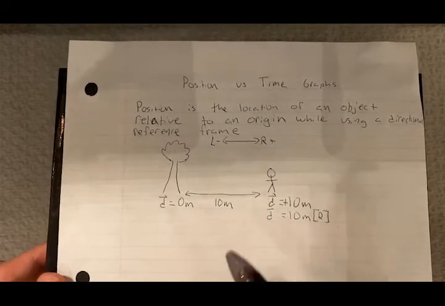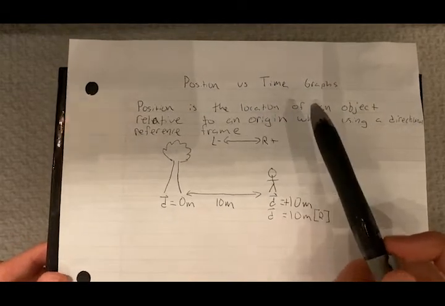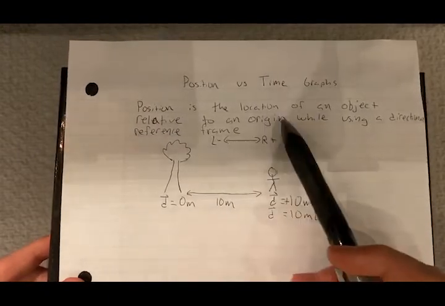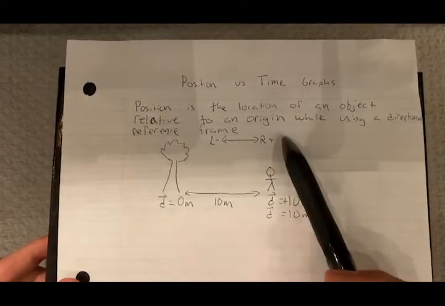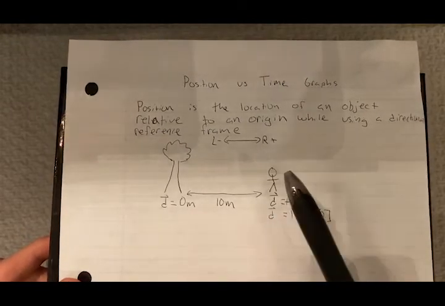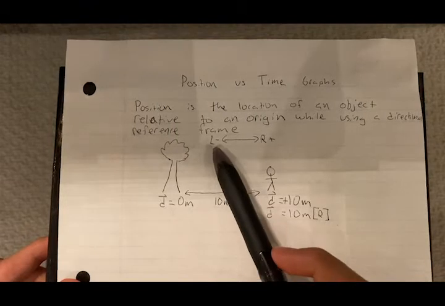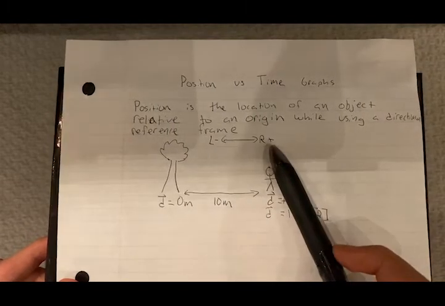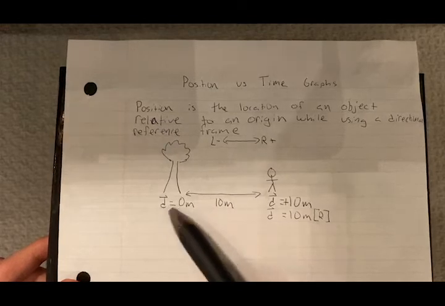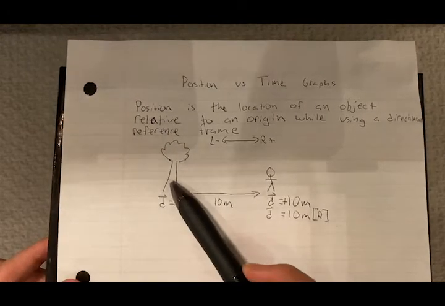So in order to understand position versus time graphs, we first have to figure out what position is. Position is the location of an object relative to an origin while using a directional reference frame. Let's use an example to understand this. We define left as negative and right as positive, and we have this tree where the displacement is equal to 0. So this is what we would call an origin point.